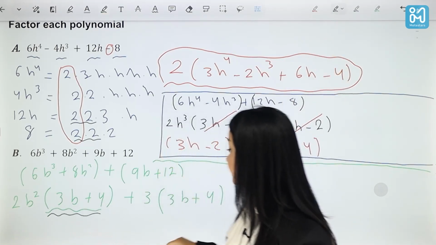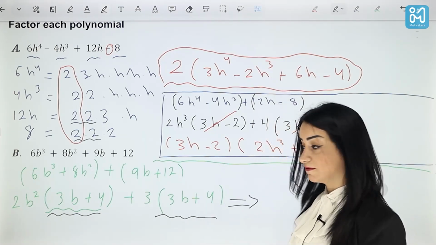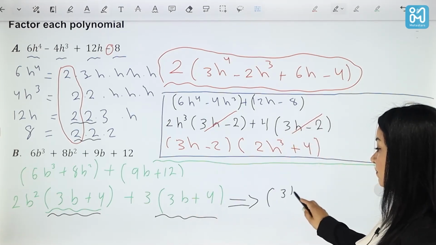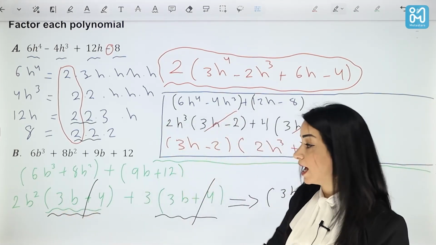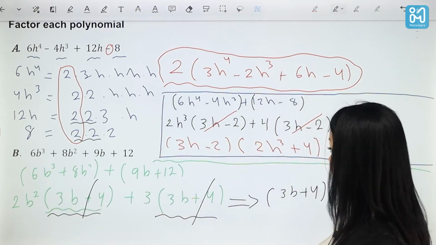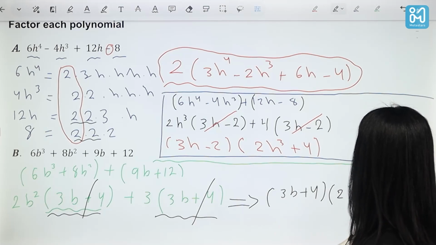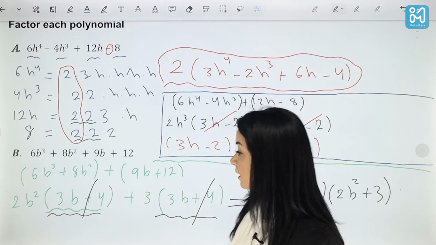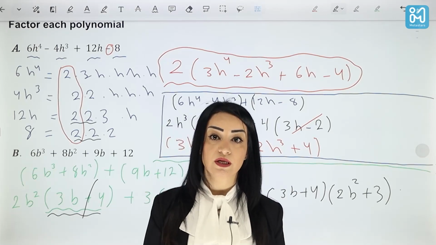3b plus 4, it's the same as 3b plus 4. So can I take them out as a common factor? Of course we can. So 3b plus 4 out as a common factor. So what do we have left here? I have left 2b squared plus 3. So times 2b squared plus 3. Okay. So now here again we factored by using regrouping, or by using grouping.